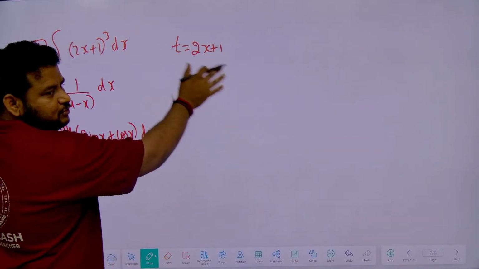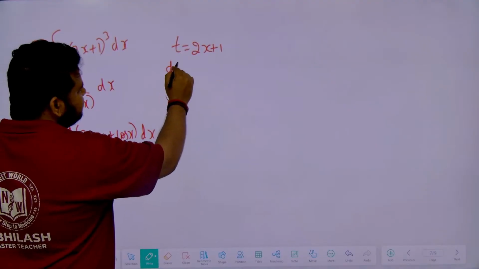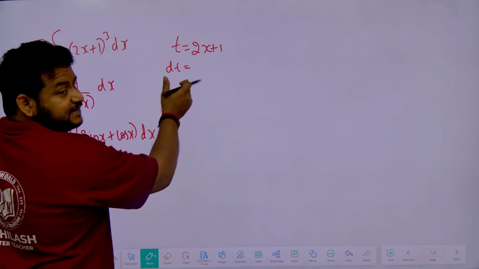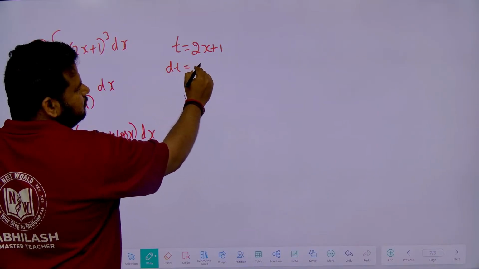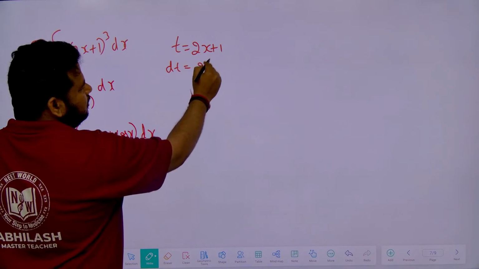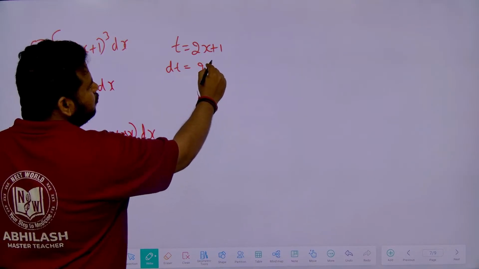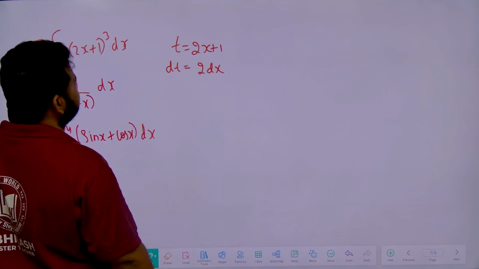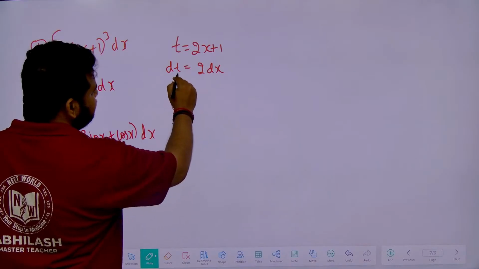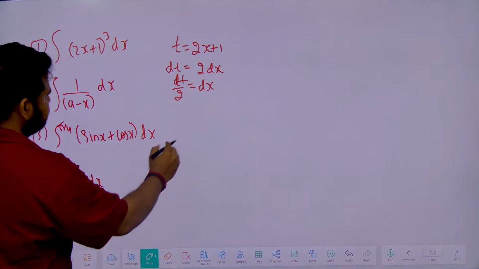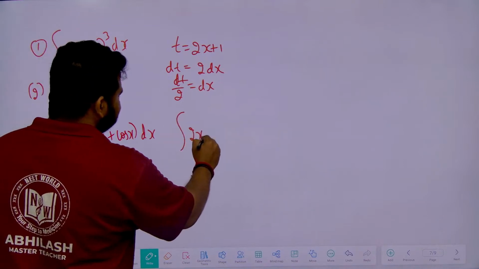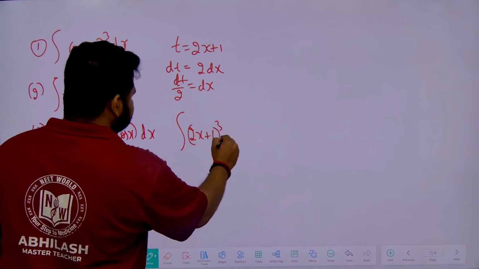I will differentiate both sides. So dt is equal to, dt by dx I have to do. Derivative of 2x is 2. Derivative of 1 is 0. So this will become 2 dx. So dx will become equal to dt by 2.